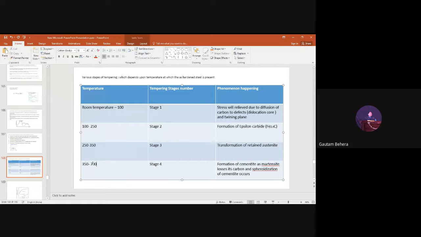Then finally, if the temperature is very high, like 350 to 700, it is stage 4, and here what will happen? Formation of cementite as martensite loses its carbon, and spheroidization of cementite will occur. So finally, you will end up with ferrite matrix and cementite particles. So that you understand, different stages of tempering are required for different applications, right?